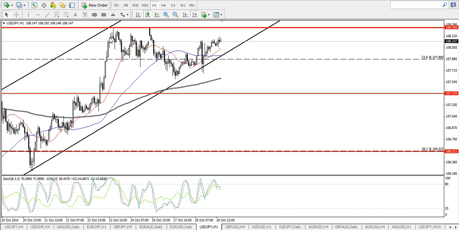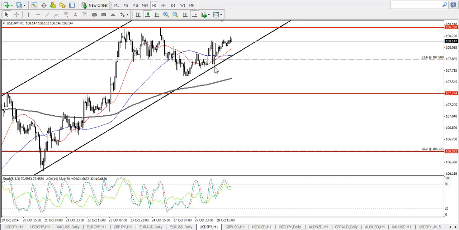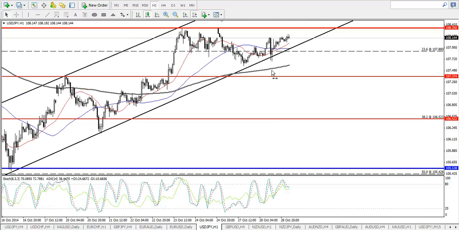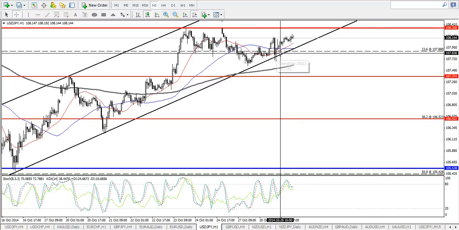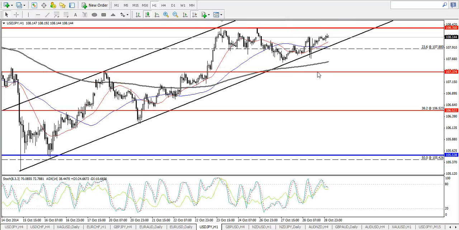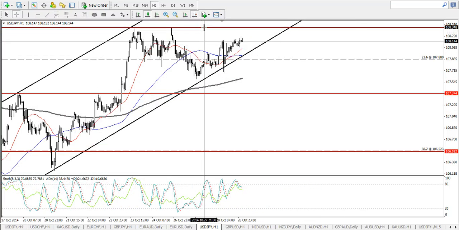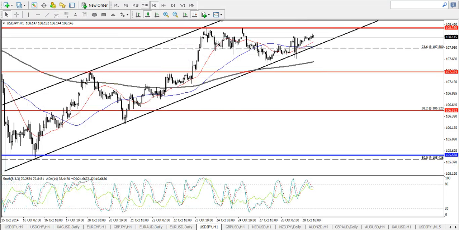If we zoom in to the 1-hourly chart, which looks more clear, we do see that price has moved sideways and came down, touching the bottom of this rising trend channel. We do see that price is about to rebound, but we are still seeing sideways movement. Probably one of the main reasons is that there is a key resistance level at 108.35.